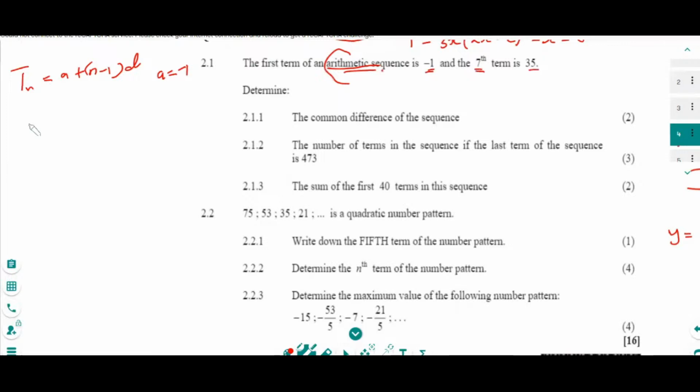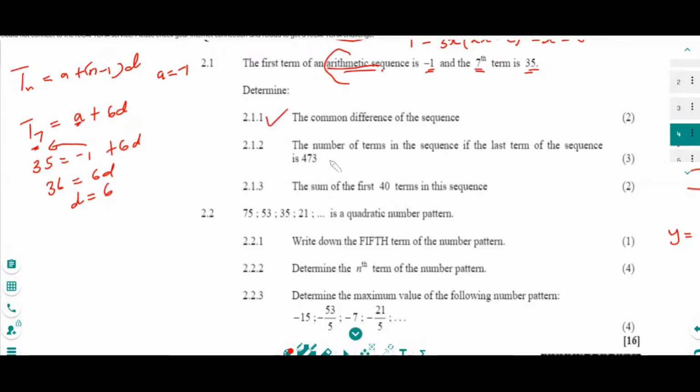So our first term, our a, is negative 1, and we know that the 7th term is 35. If I'm looking for T7, it's going to be a plus 7 minus 1, which is 6d. I'll replace my a with negative 1 and T7 with 35. So 35 is equal to negative 1 plus 6d. I'll transpose this to that side, since negative becomes positive, so 36 is equal to 6d. Divide both sides by 6, which means my d is positive 6. Those are easy marks, we have them.